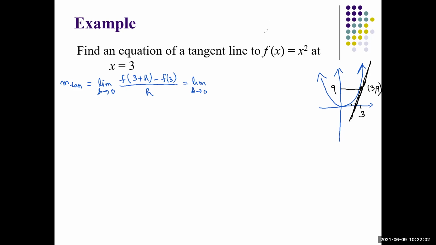So again, what is f of 3? f of x is x squared, so f of 3 is 3 squared, so that is 9. And what is f of 3 plus h? f of 3 plus h is (3 plus h) squared. Okay, so you have (3 plus h) squared. Well, we're going to simplify this.